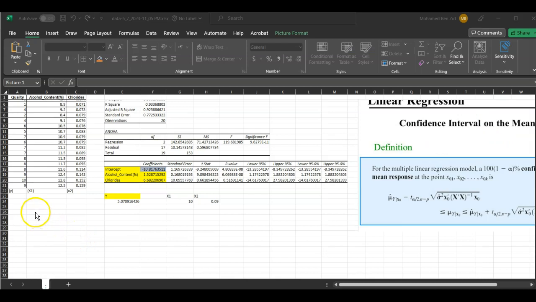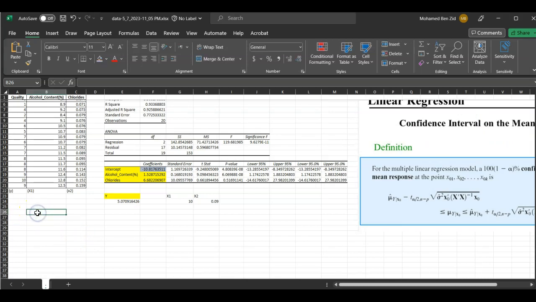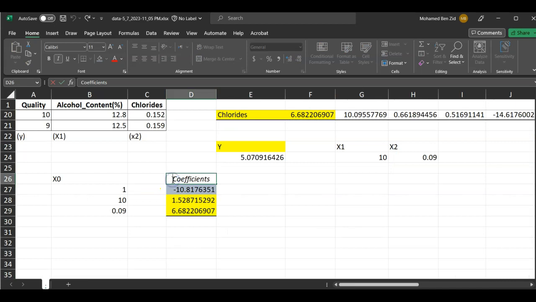Okay, so I'm going to start by defining x0. All right, so x0 here will be, always start with 1, then you're going to put the value of x1, which is 10%, and then you're going to put the value of the chloride x2, which is 0.09. So this is going to be your vector x0. Now I need to define as well the vector b, and that is going to be the term of the coefficients. So I'm going to copy it and paste it over here, and zoom in. Okay, so this is what is called the vector b.